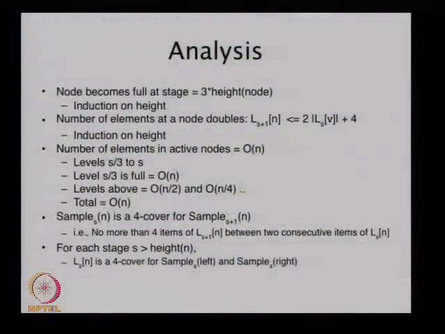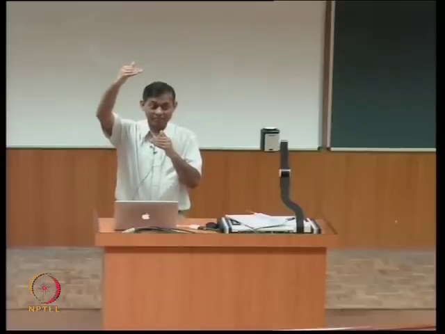The third statement, and these are all basically lemmas that you would be proving, and I'm not formally proving them. The number of elements in active nodes is big O of N, meaning that if you take up all the active nodes and add it together, there is only that many elements to be worked on. So all the active nodes working together are only doing big O of N work. Although that many nodes are active at the same time, if you add up all the elements that they have, it's only order n.